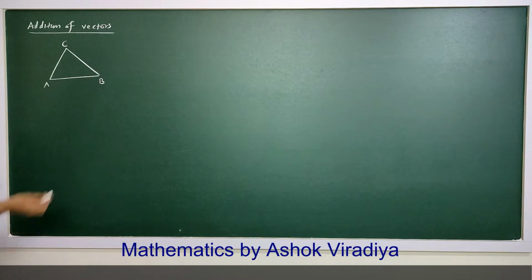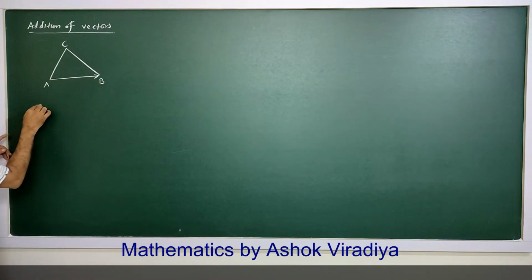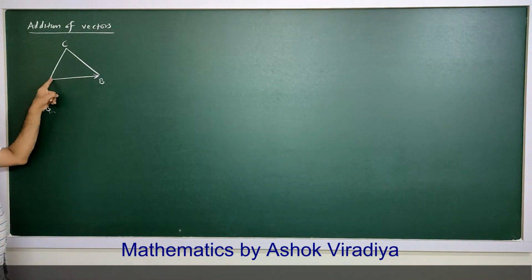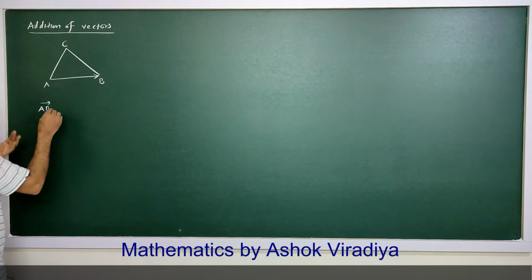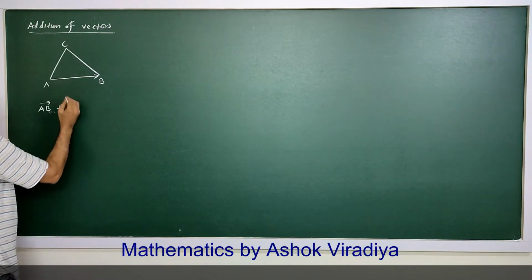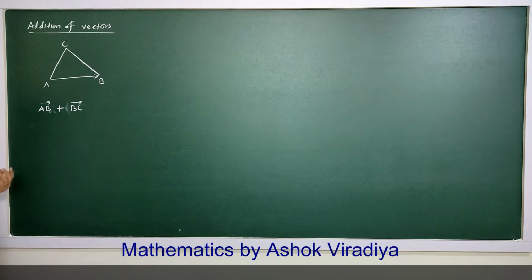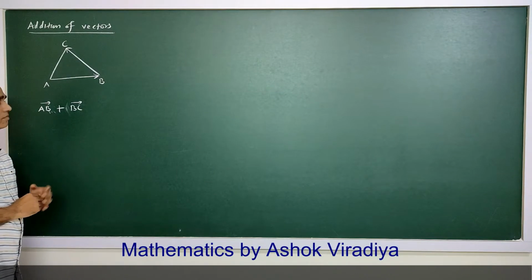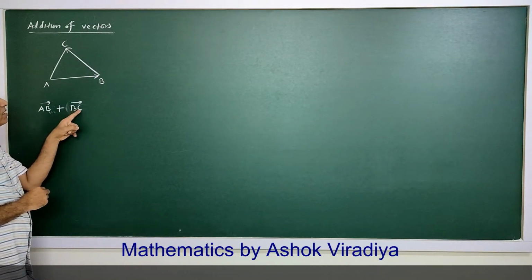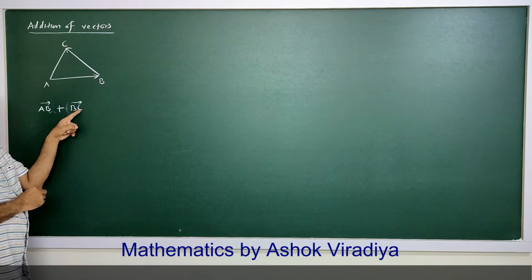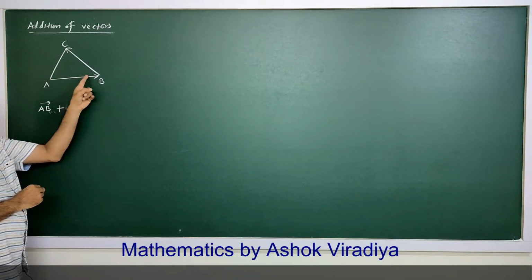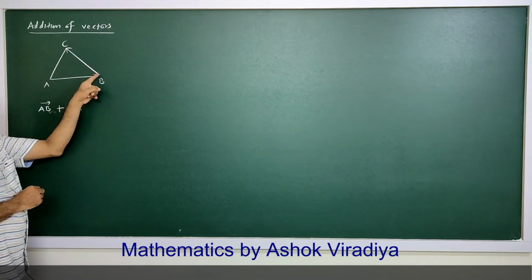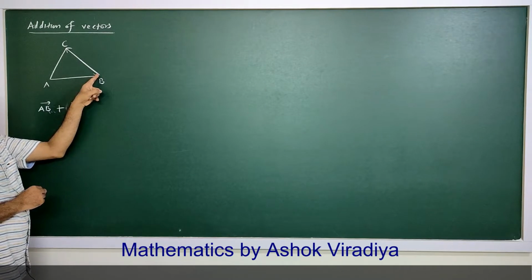See now what I am doing. This is vector AB. B is terminal point, A is initial point. Now in vector AB I am adding vector BC. Vector BC, that means in this direction. Here initial point is B, terminal point is C. So terminal point of first vector and initial point of second vector coincides.